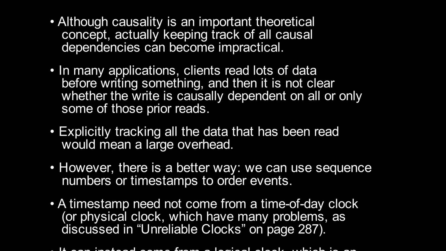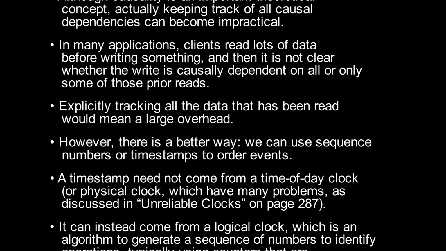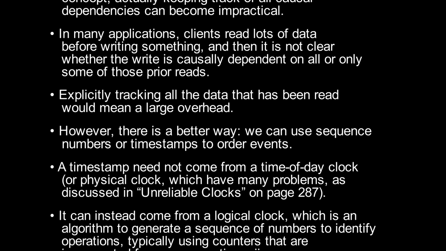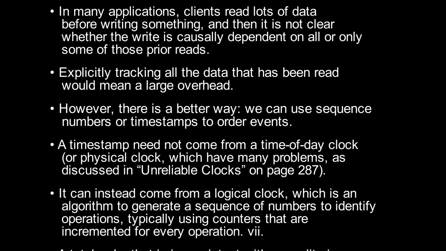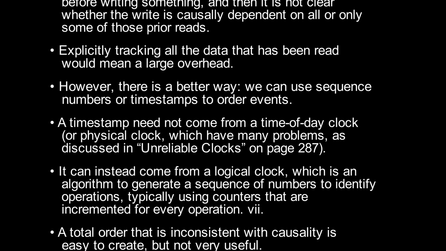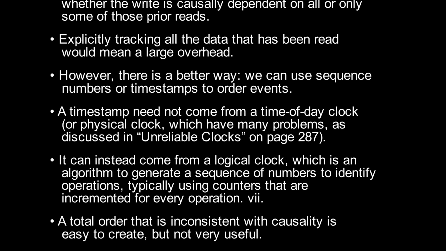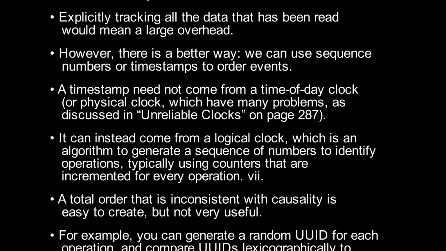We can use sequence numbers or timestamps to order events. A timestamp need not come from a time-of-day clock or physical clock, which have many problems, as discussed in Unreliable Clocks on page 287. It can instead come from a logical clock, which is an algorithm to generate a sequence of numbers to identify operations, typically using counters that are incremented for every operation.